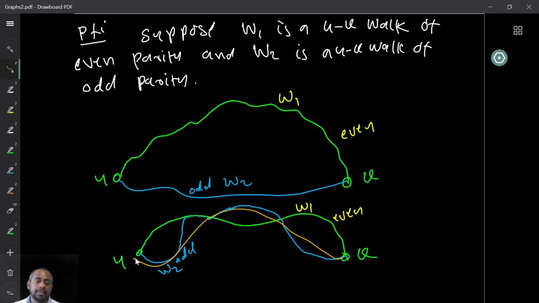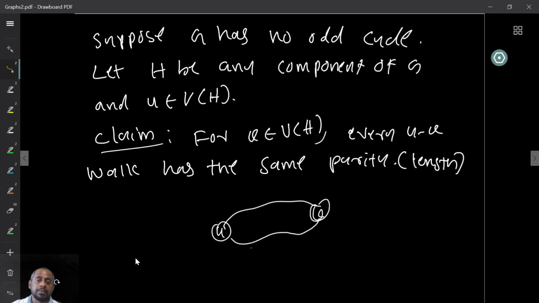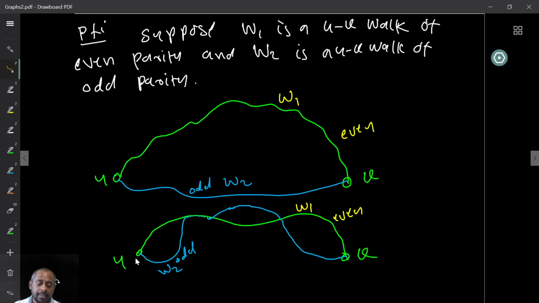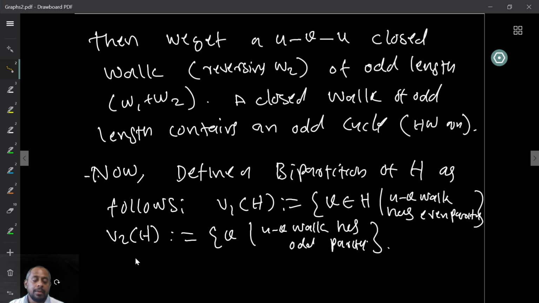Therefore, using our result that every closed walk of odd length contains an odd cycle, you can show that there must be an odd cycle here. So our claim must be true that every uv walk has the same parity, because if the parities differ, then you can add the walks together to get an odd closed walk. So this is the restatement: we get a closed walk from u to u by reversing the odd-length walk W2, of length W1 plus W2, and a closed walk of odd length contains an odd cycle. This is a homework question that I gave you before.